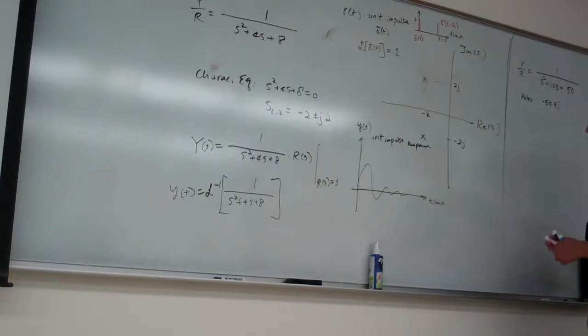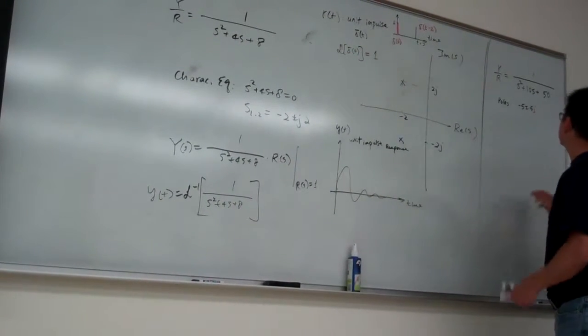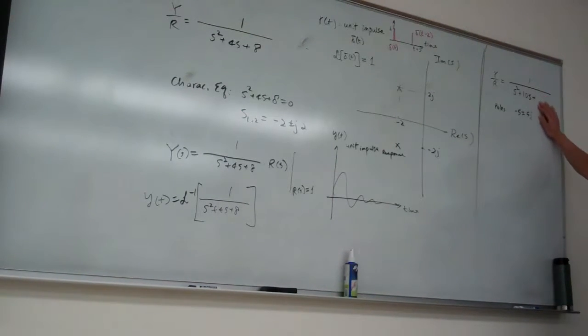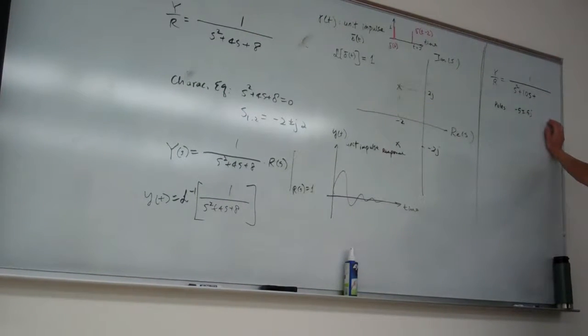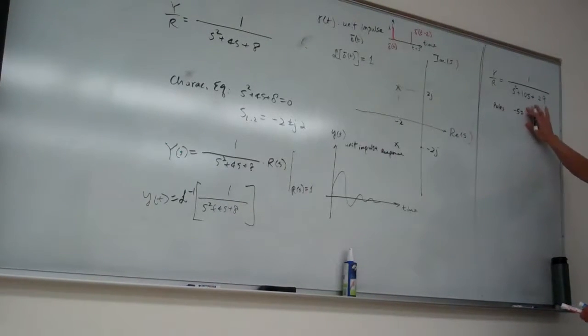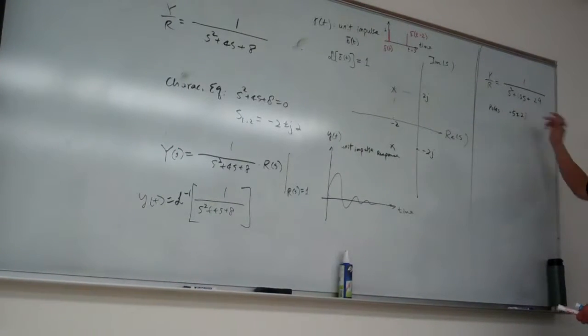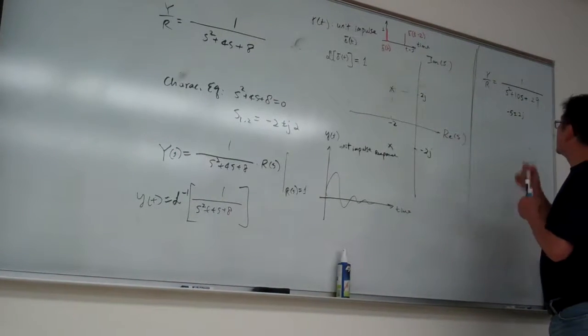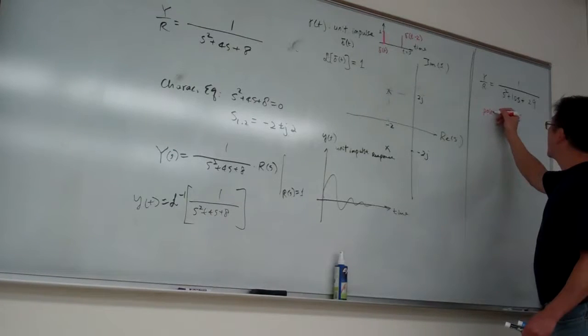Let me make another one: s squared plus 10s plus 29. Let me make up this one. Basically the poles will be at minus 5 plus or minus 2j here. Okay, so for this case, let me use the colors.